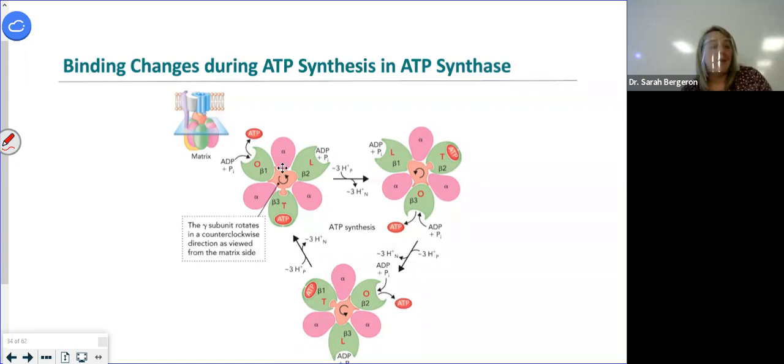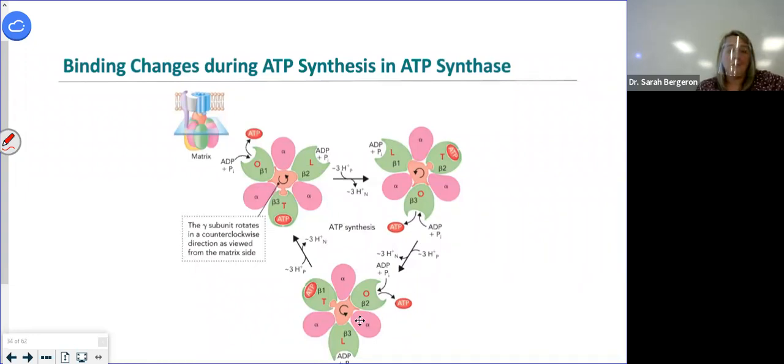So every time that rotor moves, you generate an ATP molecule. It's just coming from a different beta subunit, right? And that's because the rotor is hitting the different subunits, and that causes the conformational change. So every time the rotor moves, it requires 3 hydrogen ions to be translocated through that pump.